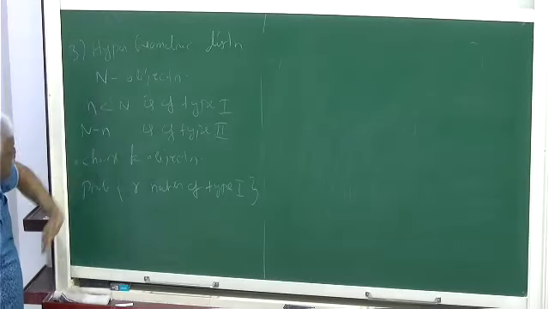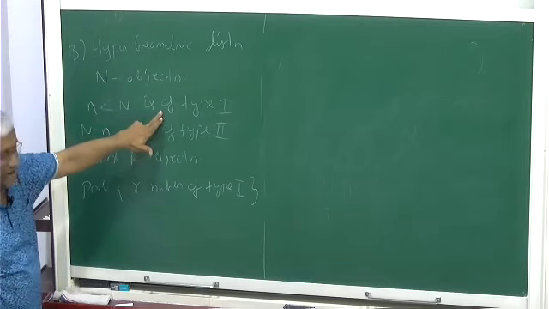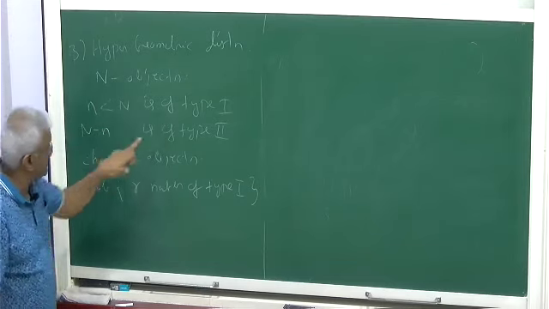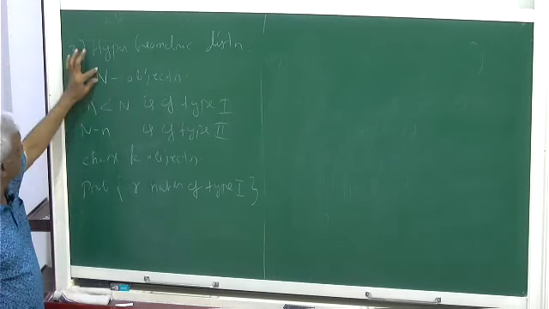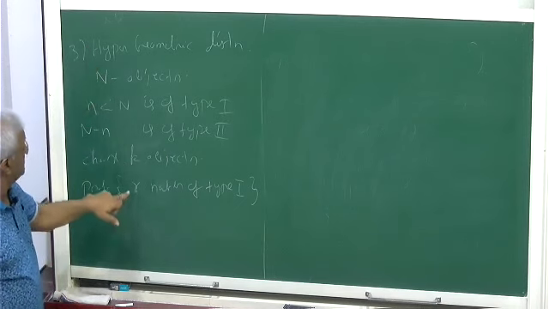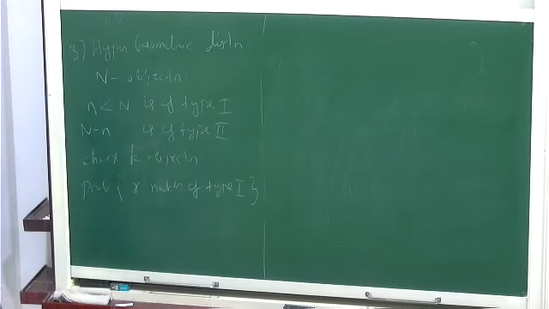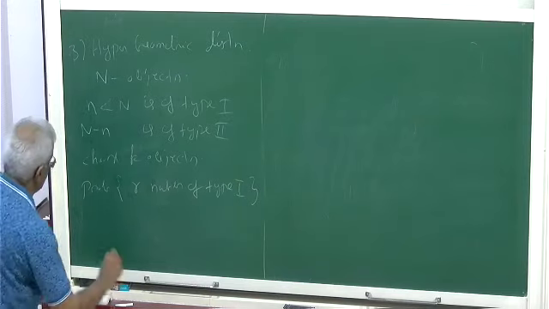So there are many numbers going on. You have N objects. Among that, small n is the number of type 1 objects. N minus n is the number of type 2 objects. Now you choose k objects from here. What is the probability of getting r objects which are of type 1? Even though it's long, the solution is easy.